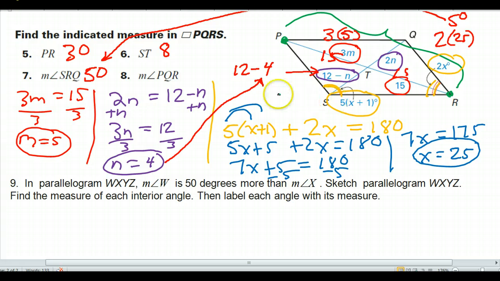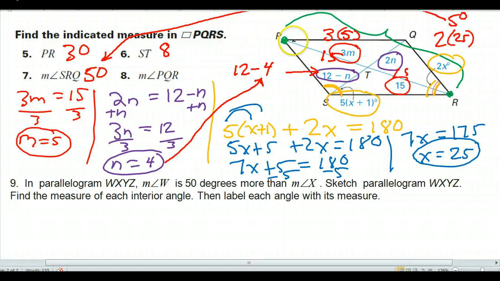That means the other angle, how'd you get that? Can you redo that one? You see the 2x? Yeah. That's the angle that we're looking for. But we know what x is, so 2 times 25, that's it, okay?